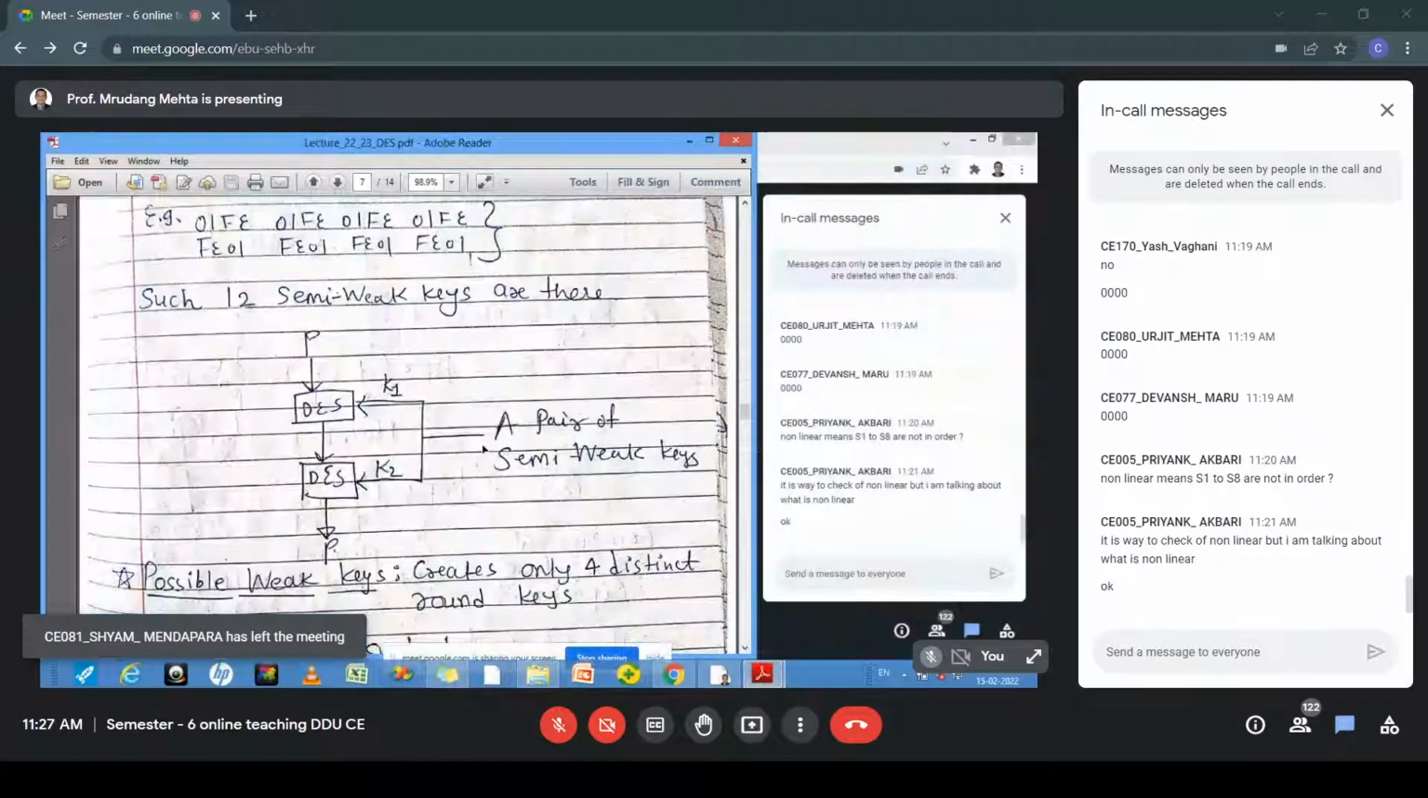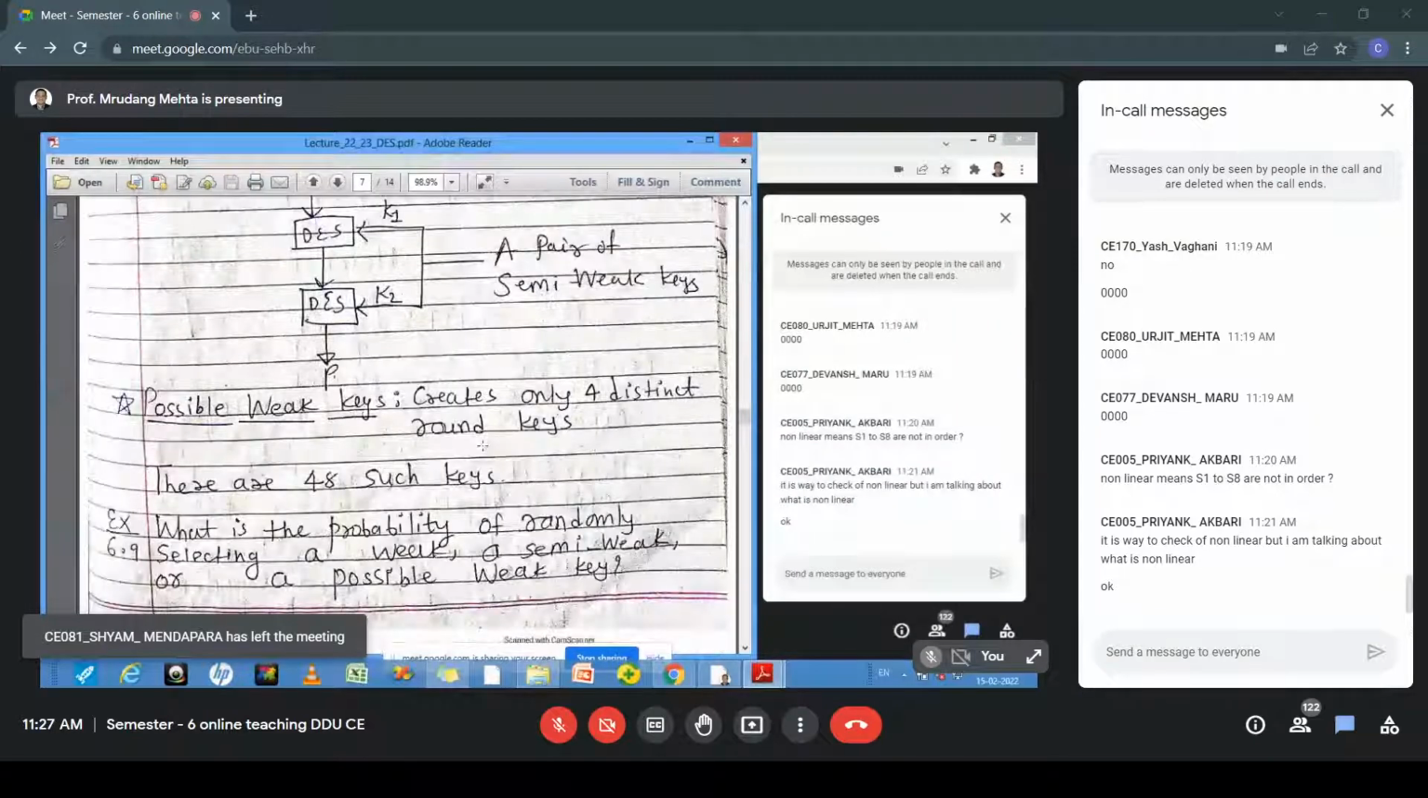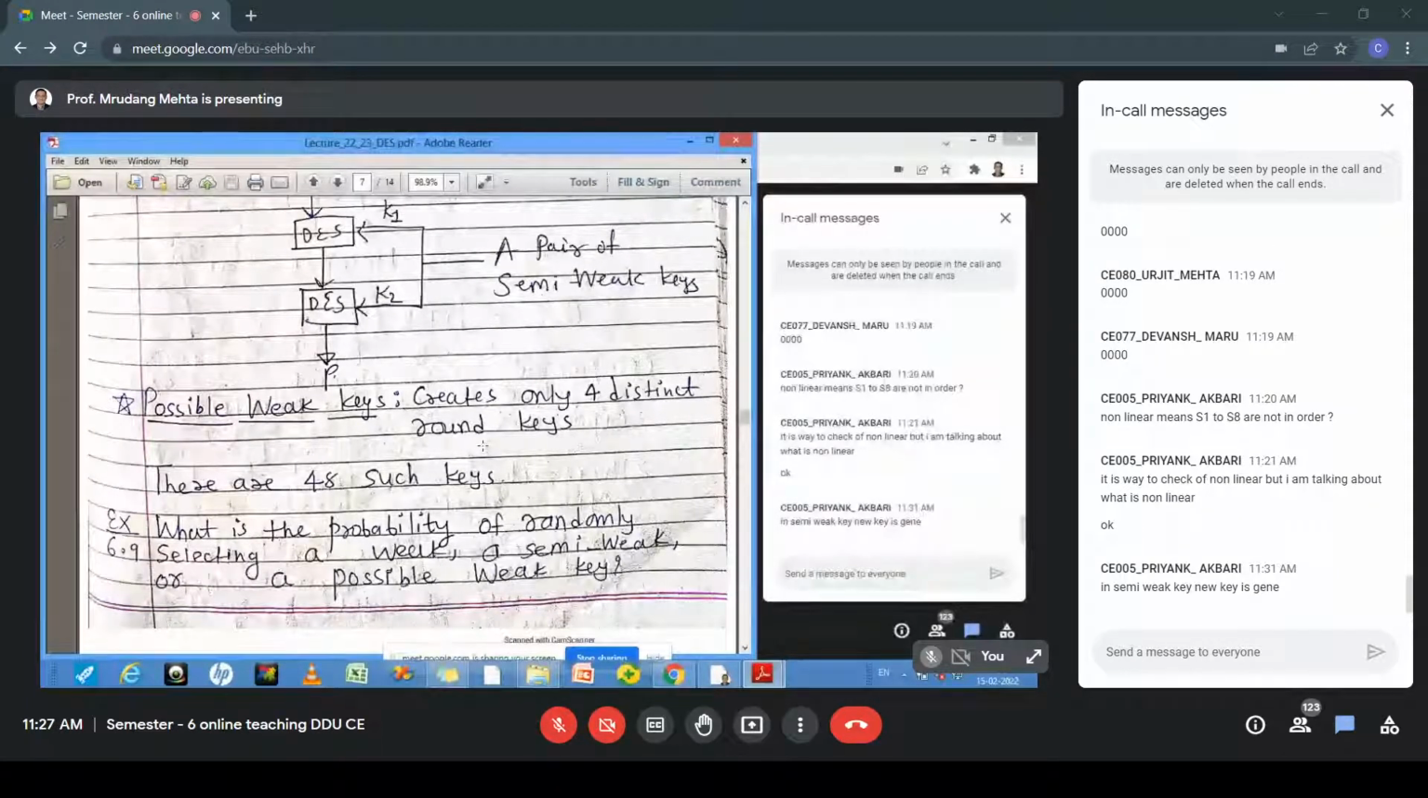Now, the third type is possible weak keys. We have seen weak keys, semi-weak keys: 4 weak keys, 12 semi-weak keys, and now possible weak keys. In a possible weak key, it creates only 4 distinct round keys, and there are 48 such keys. So there are 3 types of weak keys.